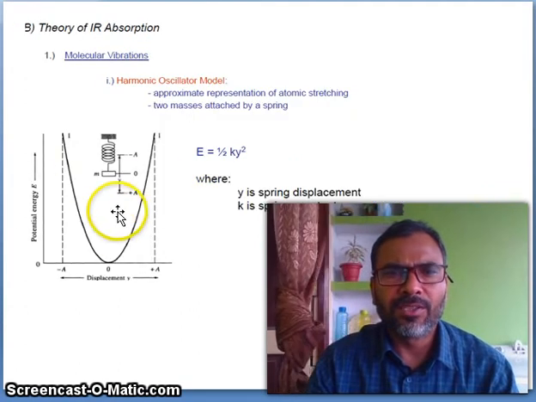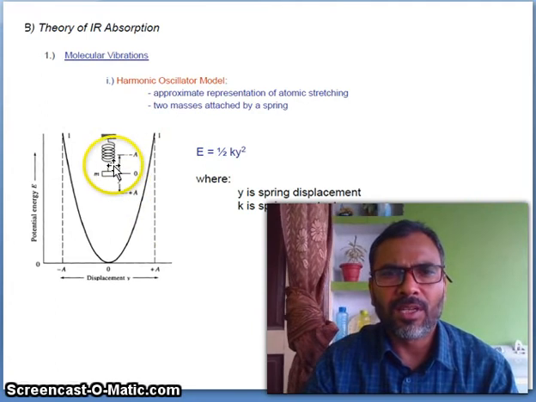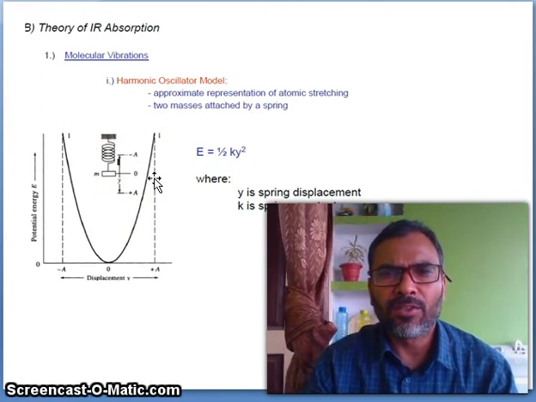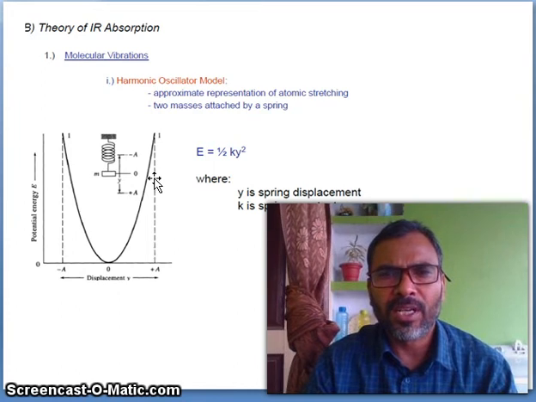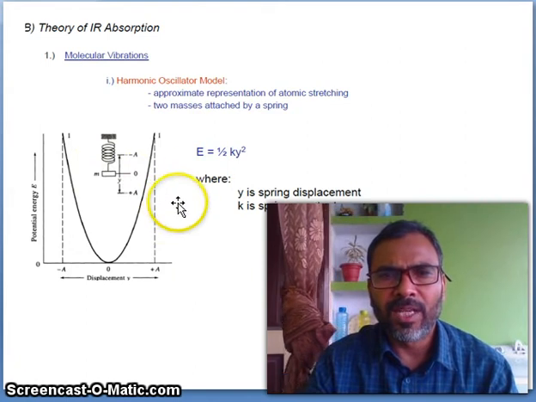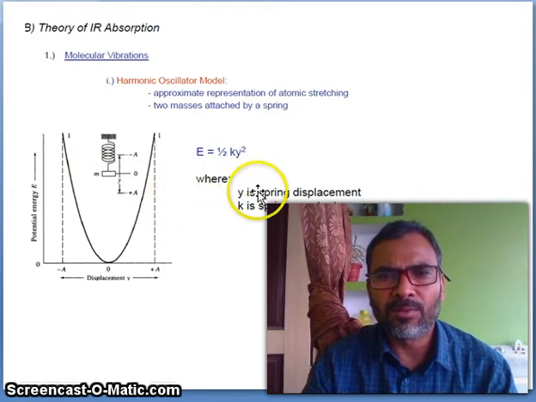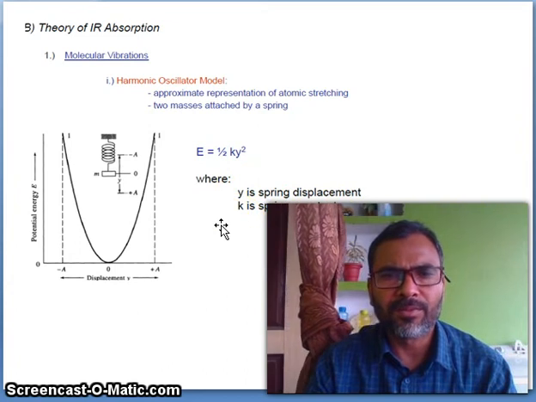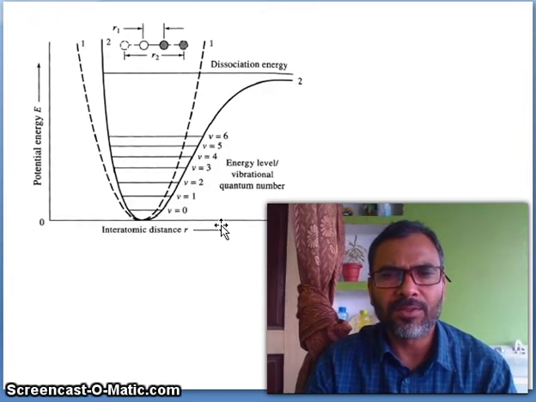Look at these pictures. This is the harmonic oscillator model, an approximate representation of atomic stretching. Two masses attached by a spring, where E is equal to half k y squared. Y is the spring displacement, k is the spring constant. Already I discussed this in a previous video.